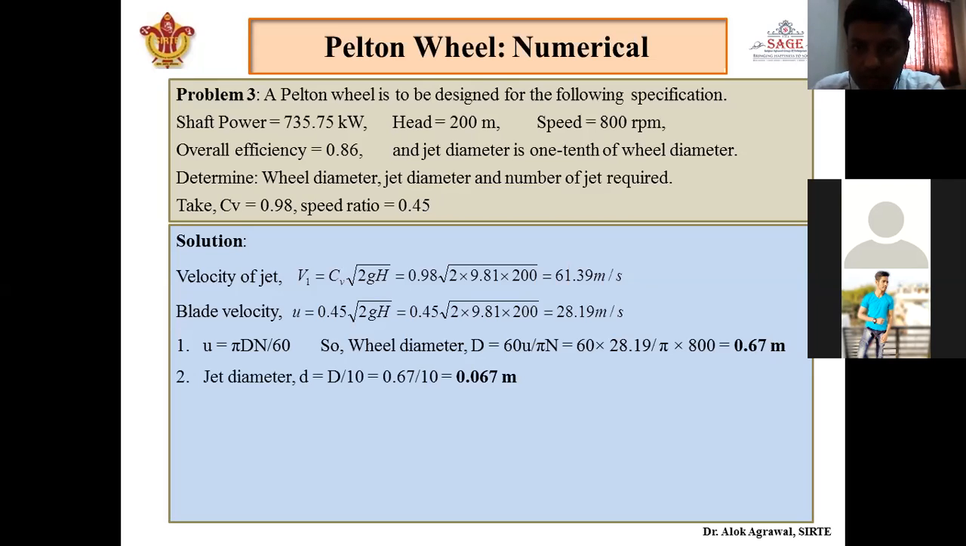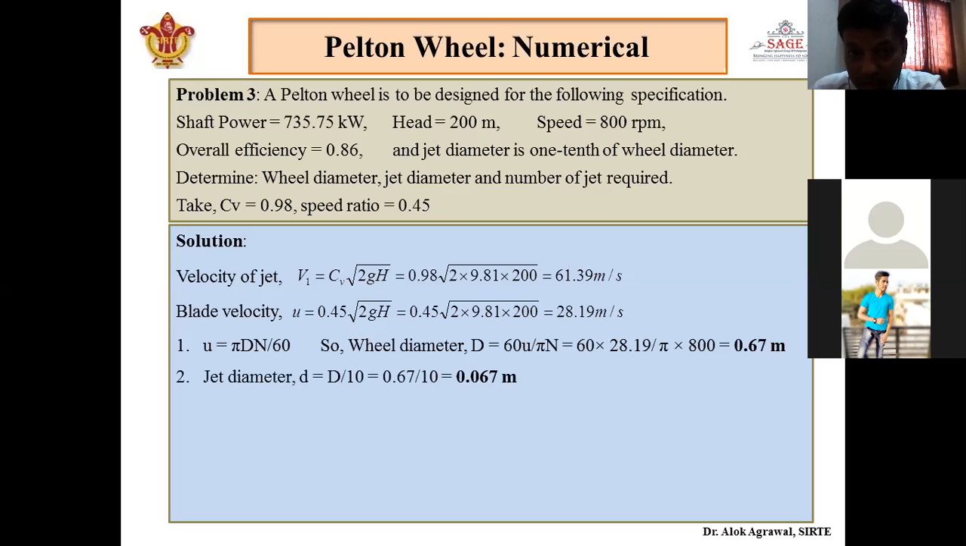Now comes the number of jets. As I already told while studying the Pelton wheel, there can be a number of jets: 1 jet, 2 jets, 3 jets, depending upon the requirement. So in this problem, how many jets are there? How do we calculate the number of jets?